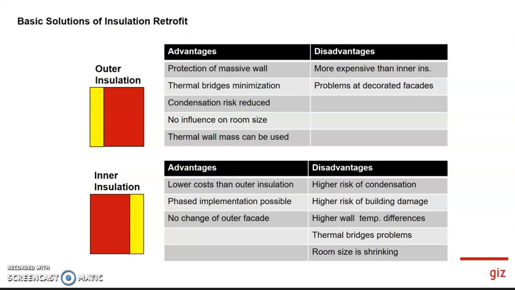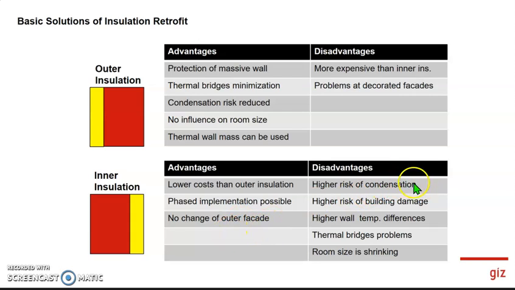More expensive than inner insulation, yeah, it is. And you have a problem if you have old buildings and decorated facades, I mean really old ones with a nice facade. So for the inner insulation, the advantages are lower costs than outer insulation. Phased implementation is possible, so you can go for one room after the other depending on your money available or space, moving things to the other room. No change on the outer facade.